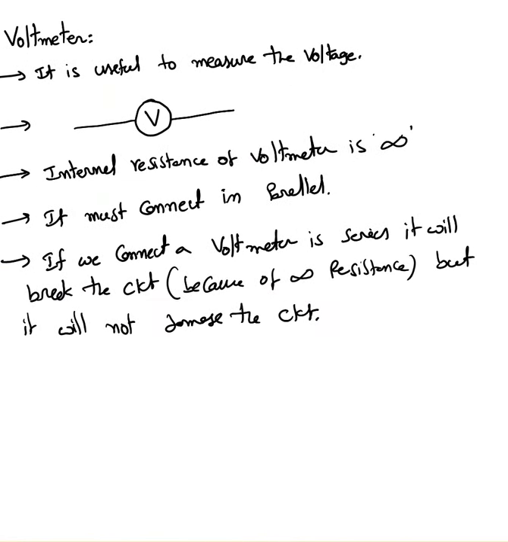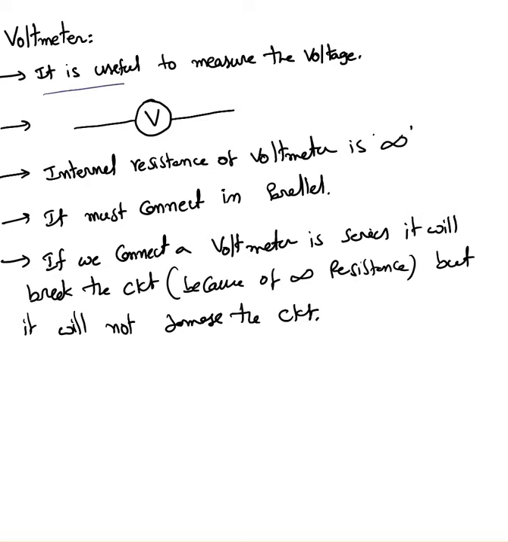Now the next topic is voltmeter. Voltmeter is useful to measure the voltage. Nowadays we don't see individual voltmeters and ammeters. Nowadays you see multimeters, where you can measure resistance, capacitance, voltage, current, and so many other things. So we call that a multimeter. But here I'm going to talk about voltmeter. You need to turn the knob on the multimeter to the voltage side to measure the voltage.